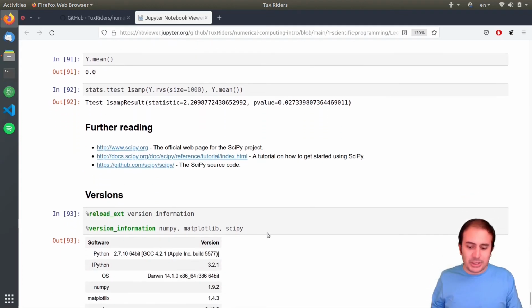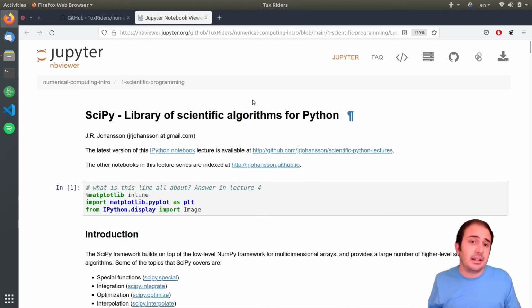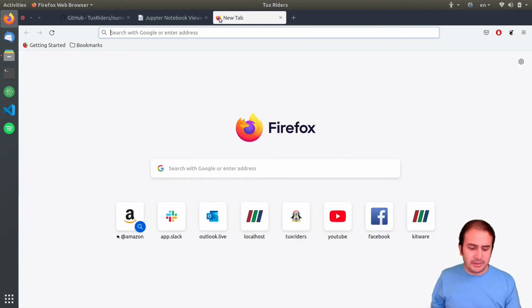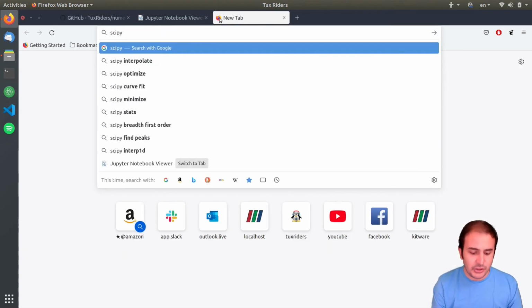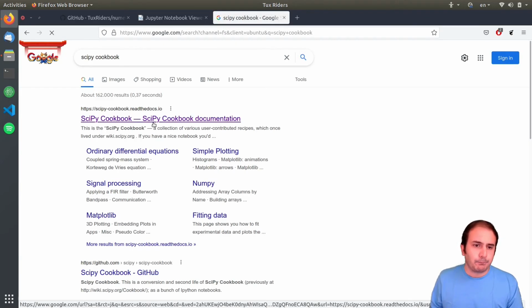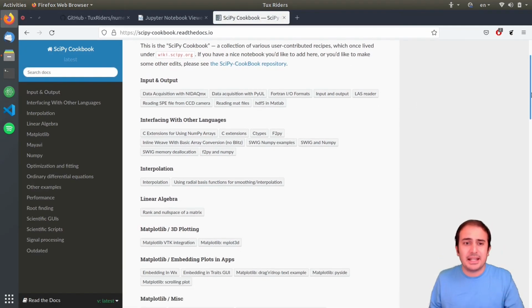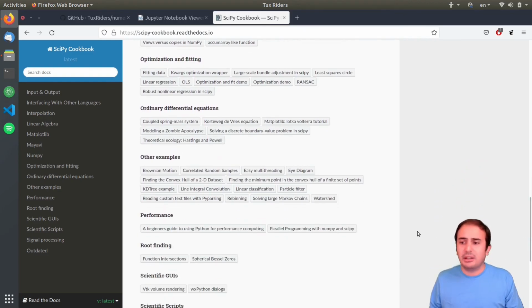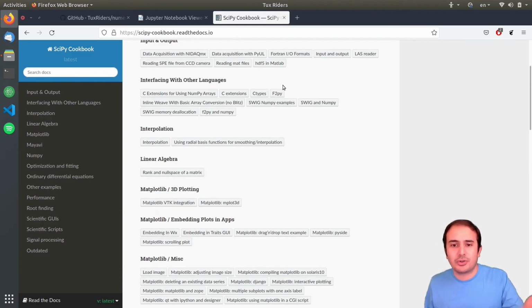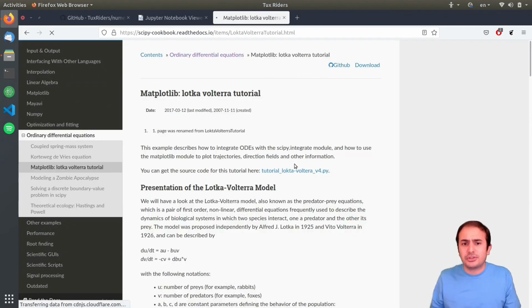And that was it. I told you that SciPy is a very diverse library, a diverse package, and there are so many things that you can read and enjoy. I think it was the SciPy cookbook. This one. You can see that there are so many examples available here for working with SciPy. You can just go through them and see how the examples are solved.